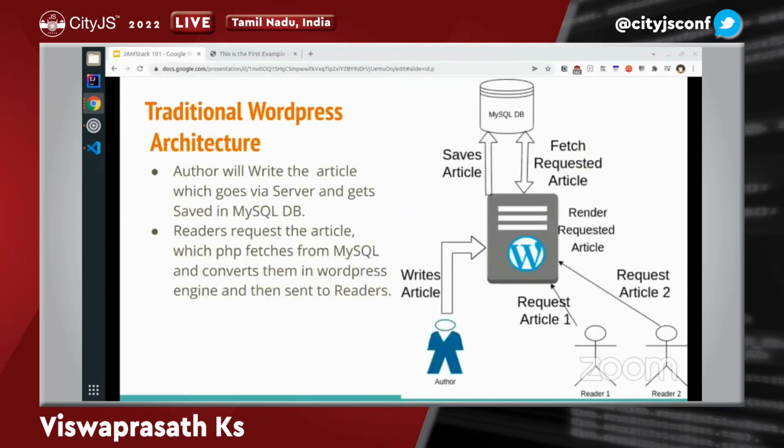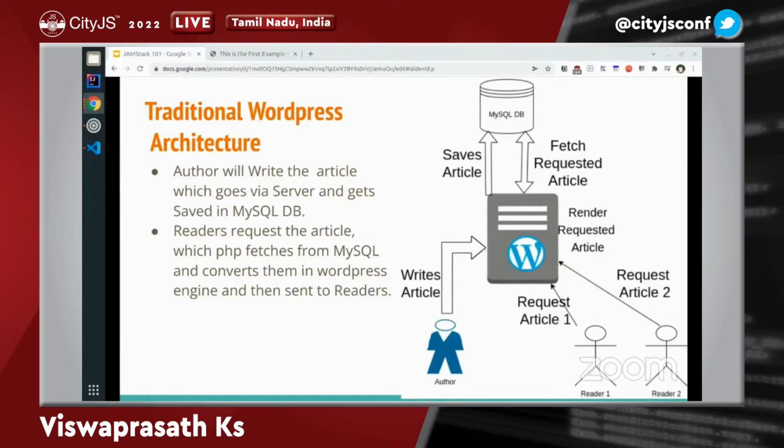So traditionally, what happened is we would have the database at the back, and then the server, and then maybe a cache, and then our users would be interacting with these servers. So traditionally, when you think of yourself as an author of a WordPress blog, you would be interacting with the WordPress engine, the server, and you would be writing the articles from that WordPress engine. It would be going to the MySQL database.